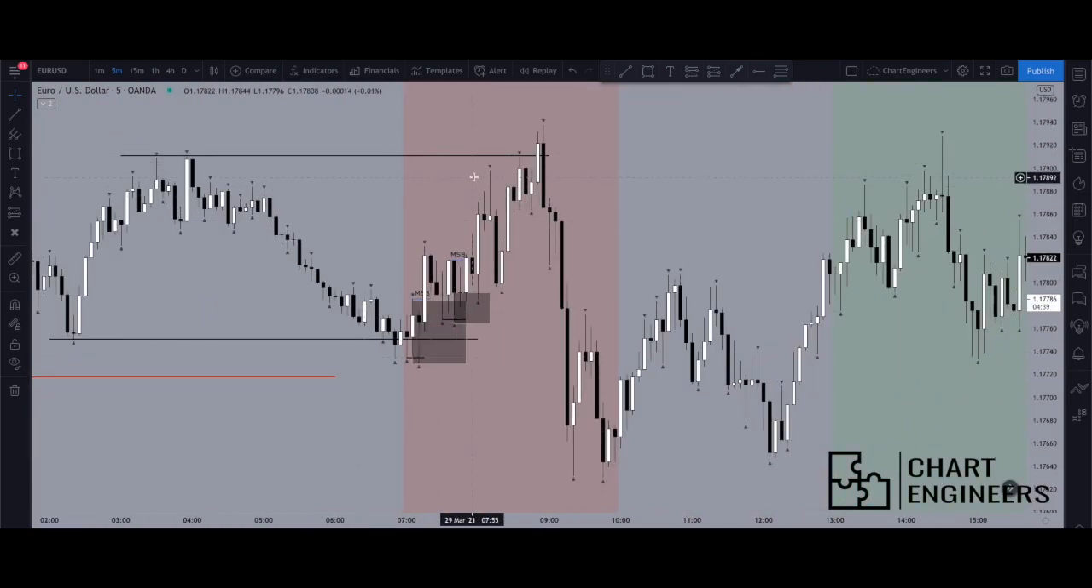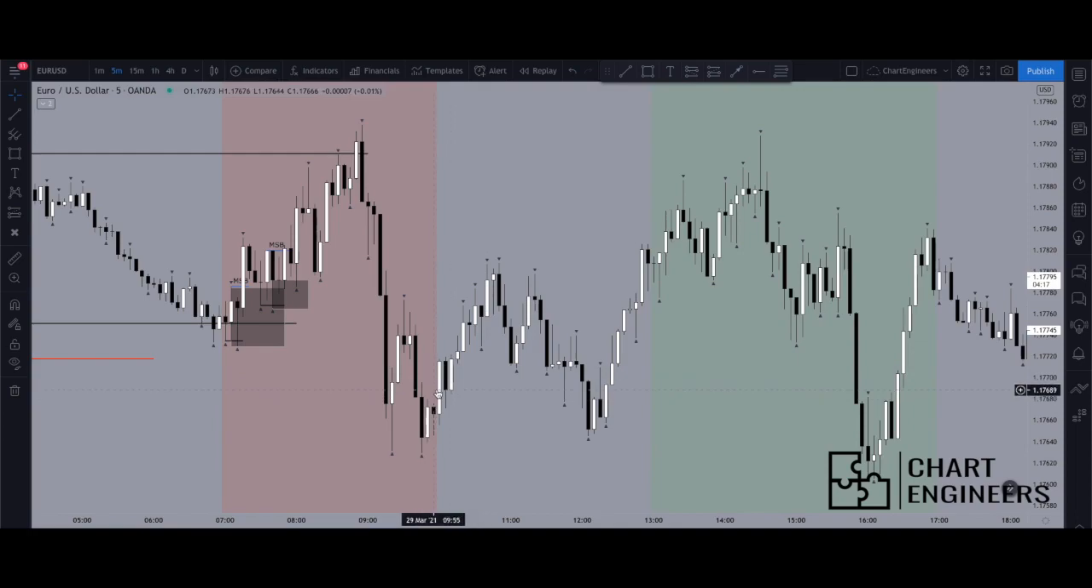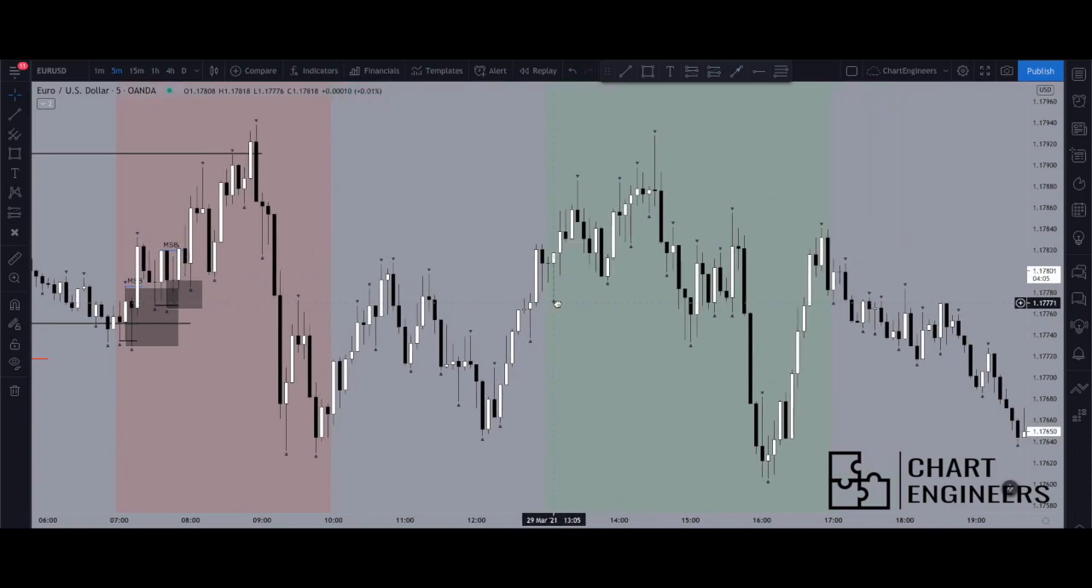So then we see that we get a H1 raid over here and price drops lower, and then we eventually get the H4 market structure break. Then we get another M5 raid here, but it's during our dead zone, so from 10 till 1. So I'm not really trading in between these hours. Sometimes I'll be back by 12, but sometimes, well, most of the time I'll just come back at 1 PM. So you can mark this one out. So you have your M5 raid.